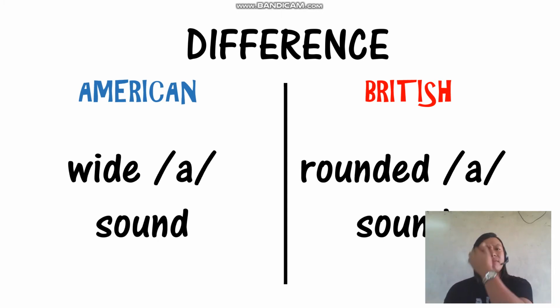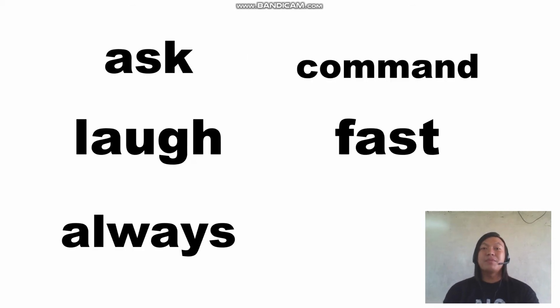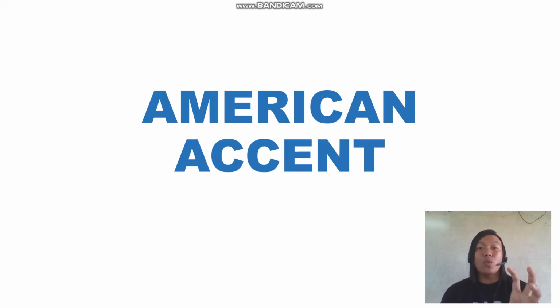Next up, in America, the way they pronounce the A is really wide, like ah. While in British, it's rounded like ah. Observe the following words. All familiar still, right? Okay, now let's see how those words are being pronounced. Okay, and I have also added more words here to elaborate further.